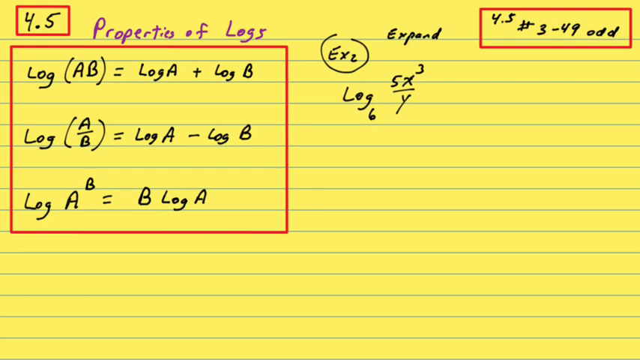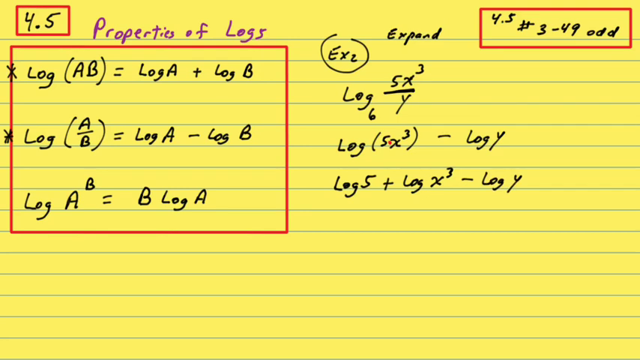I want to expand example 2. I see a division. So that tells me probably this property. So I'm going to write log of the top minus log of the bottom. Notice I'm not writing the base 6. I'll put it in at the end. Now I see that I have the log of a product, the 5 times the x cubed. That's this formula. So it could be log of the 5 plus the log of the x cubed.